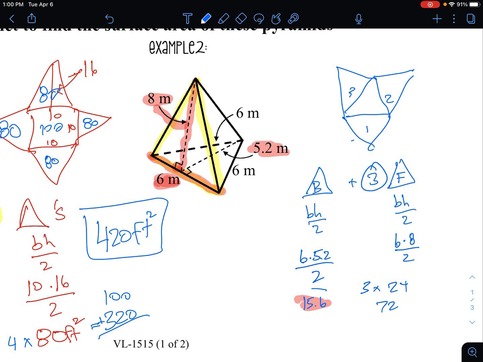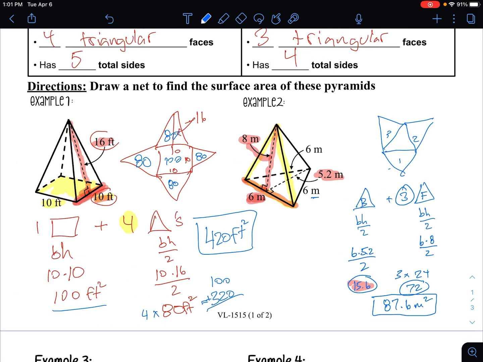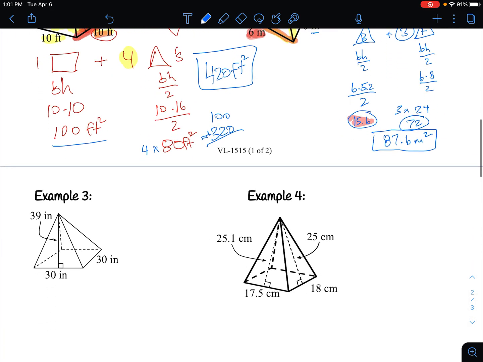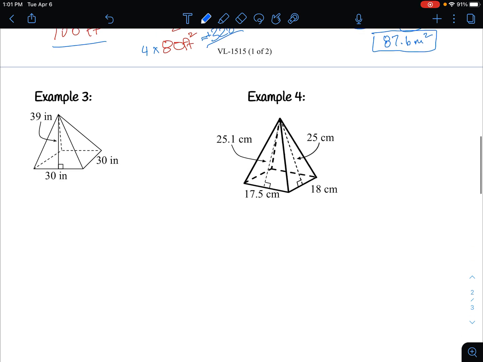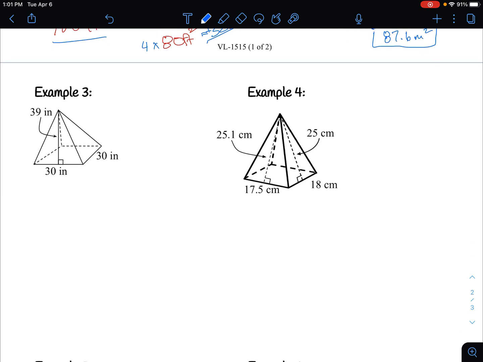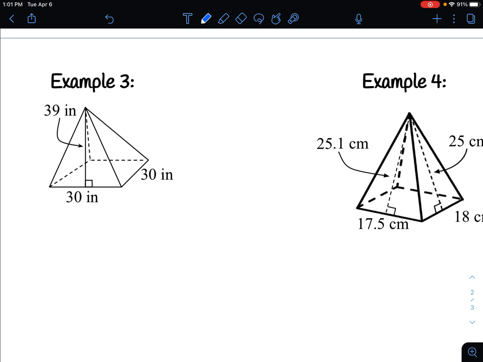So now that I have my one base and my 3 faces, I add them up. 15.6 plus 72 is going to be 87.6. 87.6 what? Meters. We're talking about area, so it's going to be meters squared. So that is going to be the answer for number 2. Let's go ahead and take a look at number 3. You can try it on your own if you'd like. These are pretty tricky, especially example 4, but let's take a look at this one.